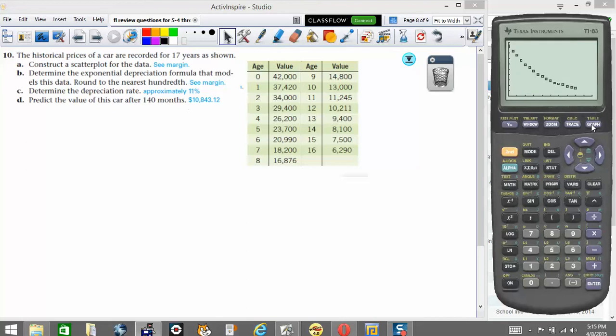Now, so we just did A. We constructed a scatter plot for the data. Okay. Now, once you've gotten that scatter plot, we want to determine the formula that models this data. So we're going to go stat. Oh, I take that back. Let's quit that for a minute. First thing we want to do is go second catalog. We want to turn our diagnostics on. So you're going to arrow down until you get to diagnostic on.